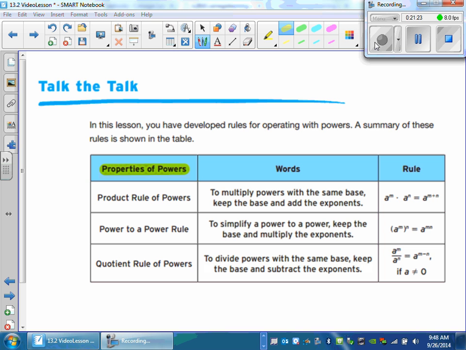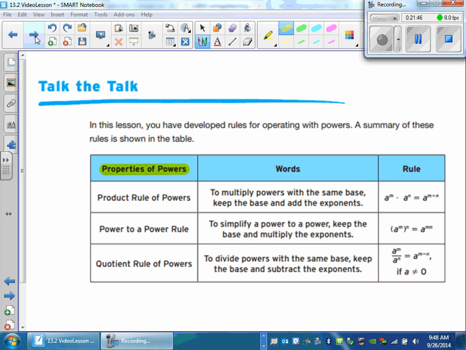This little Talk the Talk box is awesome. It has all your rules in one place. If you need to go back and check those rules, they should now be in your book. They should be in your notes. And now you also have this awesome little table here with the definitions and the examples of the rules right here all in one place. So that's an awesome reference for you to look back upon.